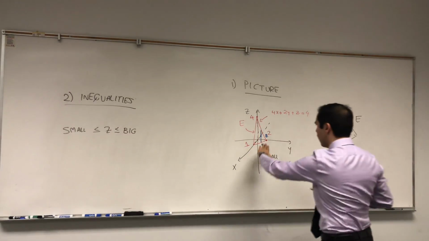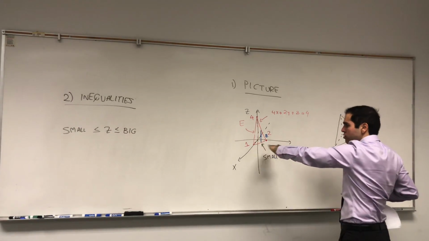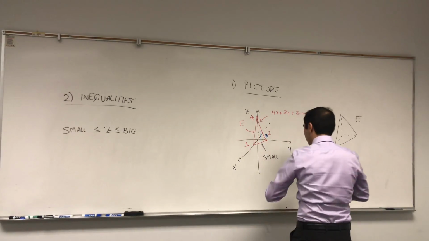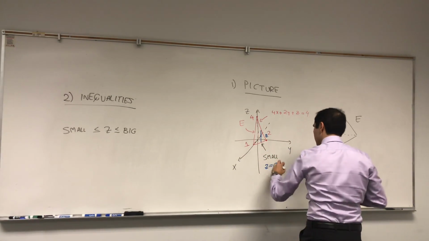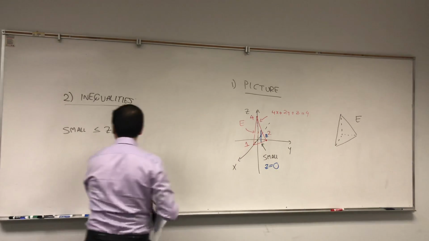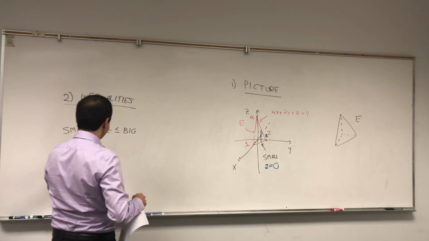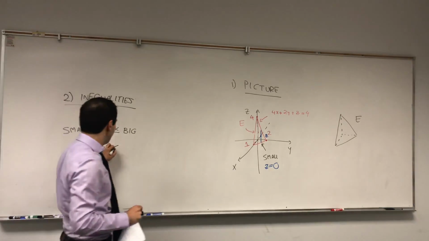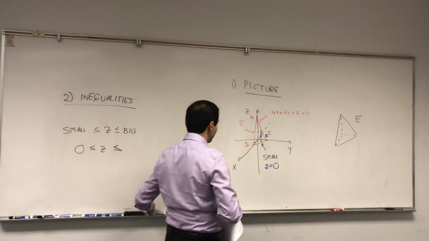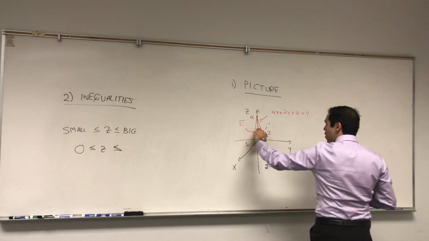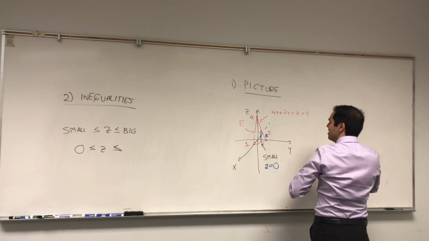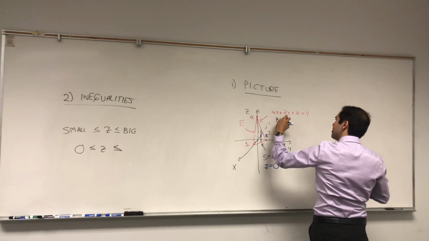Now, the small function, if you think about it, is just the xy plane. In other words, z equals 0. And that makes sense because in this case, z is positive. So z is greater or equal to 0. And then you need to figure out the bigger function. Well, the bigger function is just this plane. So this is the big function.